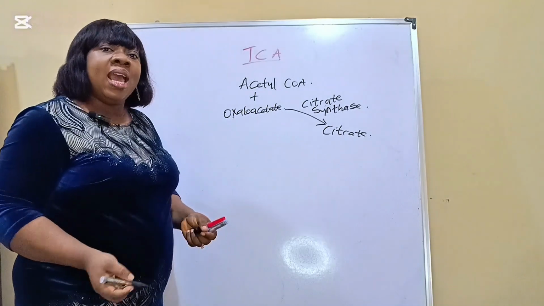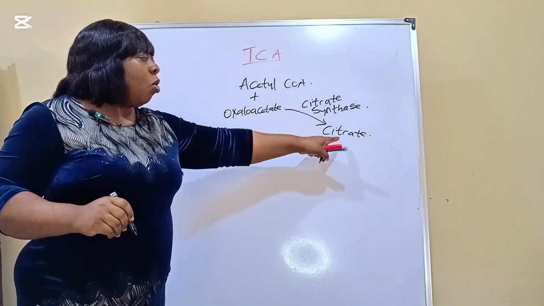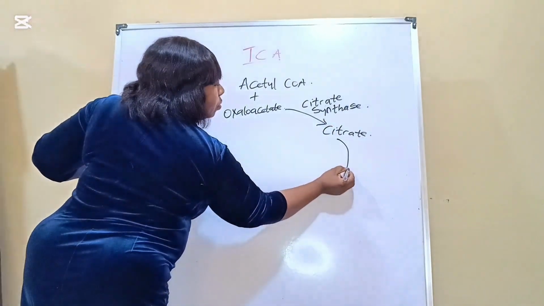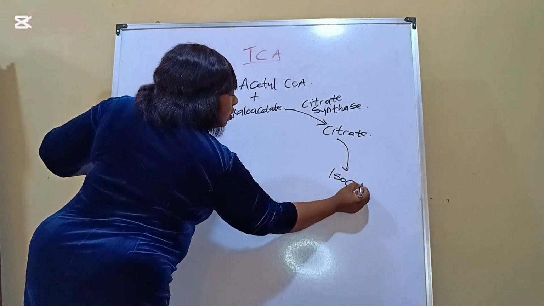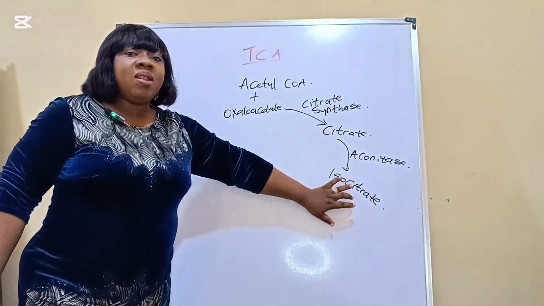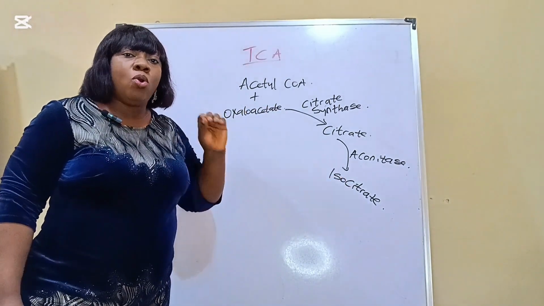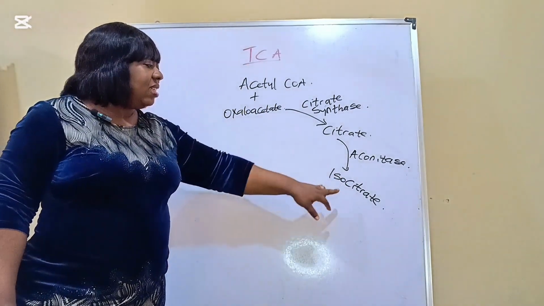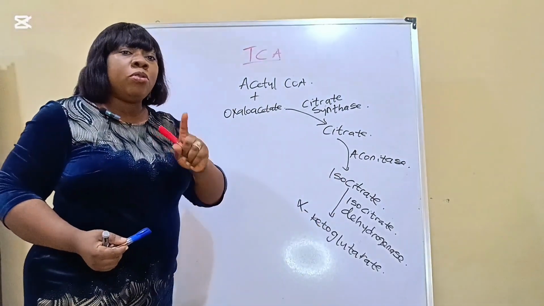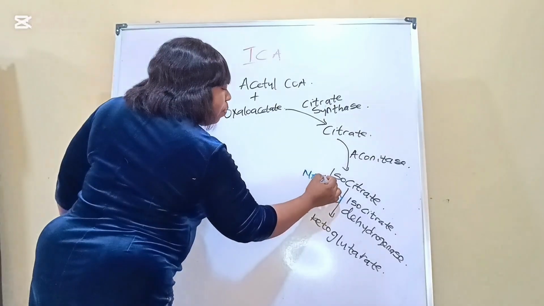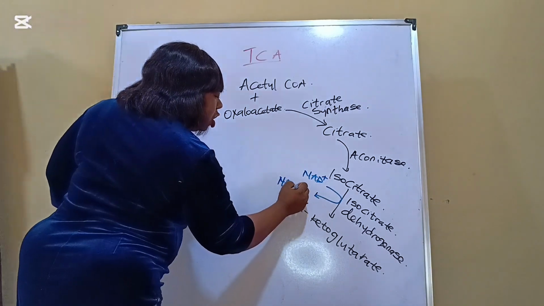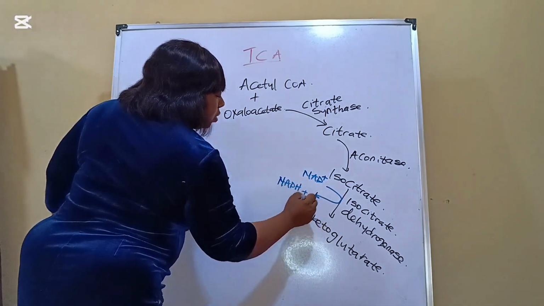Upon getting this citrate, the aconitase enzyme will help us to convert this citrate to isocitrate. So we have citrate to isocitrate, and the enzyme that catalyzes that is aconitase. Isocitrate will then be converted to alpha ketoglutarate, and the enzyme that catalyzes that reaction is isocitrate dehydrogenase. Here, there will be production of an electron carrier. NAD plus is used up to give us NADH plus H plus.